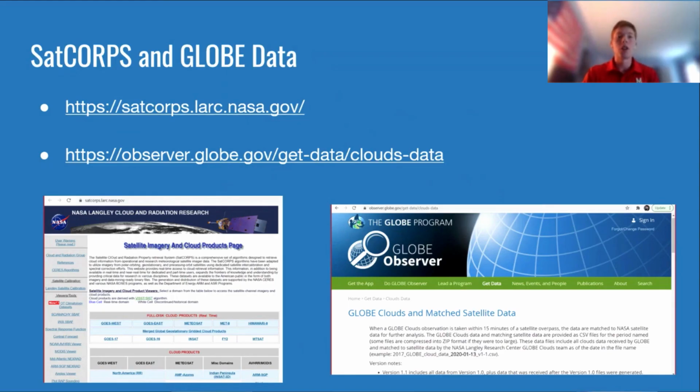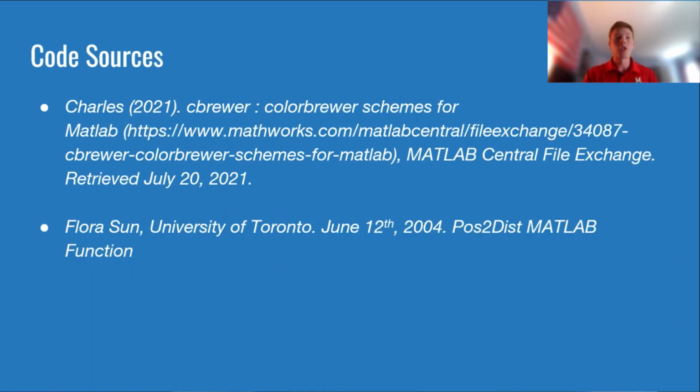Another thing is if anyone's interested in the SAT-Core and Globe data, you can access them from these links. The one on the left here is the SAT-Core products, and it includes all of the geostationary satellites. The one on the right is the Globe Observer website. If you want access to the Terminator dataset or the larger Globe dataset, you can access it there. Feel free to take a screen capture or message me and I can send you the link. These are the sources for my code.